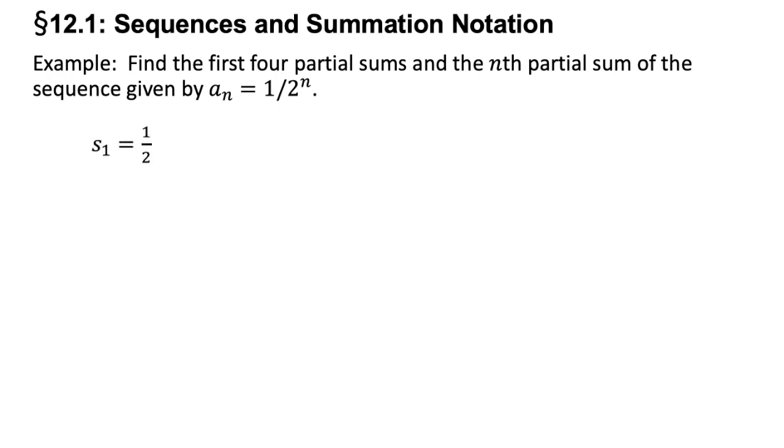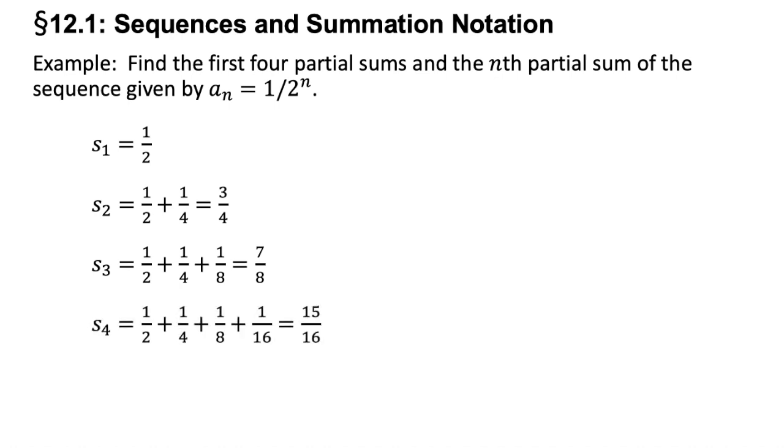S sub 1 is 1/2. S sub 2 is 1/2 plus 1/4, which is 3/4. S sub 3 is basically S sub 2 plus 1/8, which is 7/8. And S sub 4 simplifies to 15/16. Note that each of the partial sums has a denominator of 2 to the power of the partial sum index, and a numerator 1 less than the denominator. So the nth partial sum is 1 minus 1 over 2 to the nth.